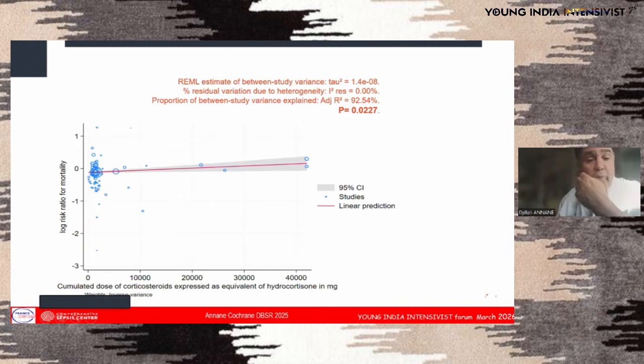Regarding now the dose, and that is very interesting. We were looking at the cumulated dose of corticosteroids expressed as equivalent of hydrocortisone in milligrams, and we did what we call a meta-regression. And one can see that there is a significant relationship suggesting that the lower the dose, the more survival benefit from corticosteroids, with a dose around 150 milligrams per day likely to be of interest. Be aware that here we're talking about the cumulated dose. So, for example, if you receive 200 milligrams for 7 days, the cumulative dose is 1 gram and 400 milligrams. So the lower that cumulated dose, the higher the survival benefit.